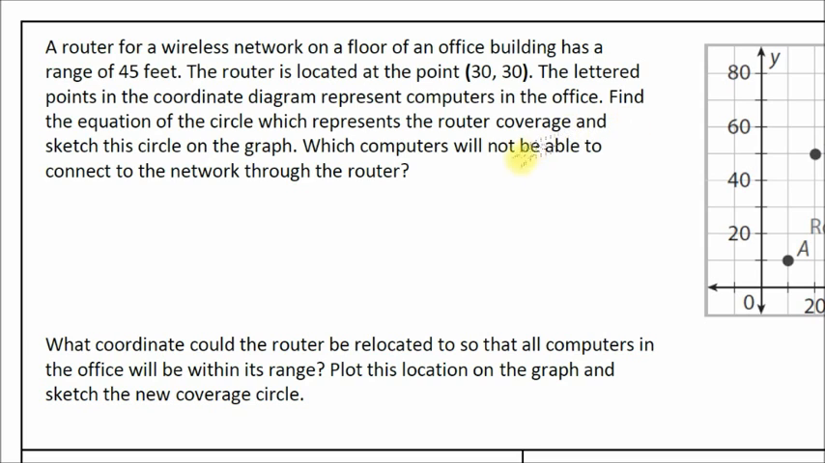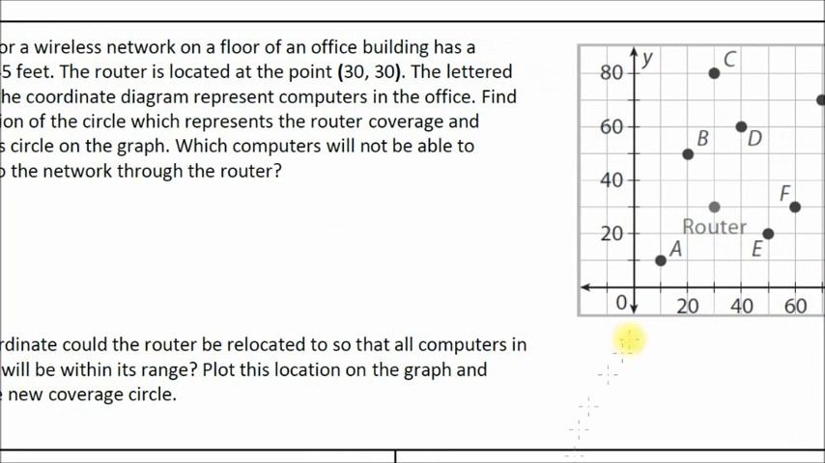Alright, let's read through this circle word problem. A router for a wireless network on a floor of an office building has a range of 45 feet. So the signal for this wireless router is going to travel 45 feet in every direction. The router is located at the point (30, 30), and you can see that in our diagram. Here is our router at (30, 30).